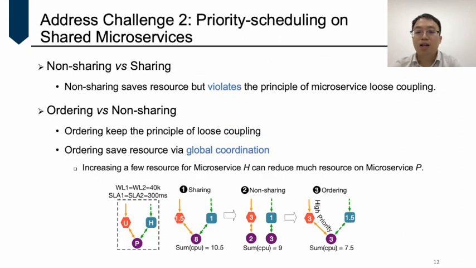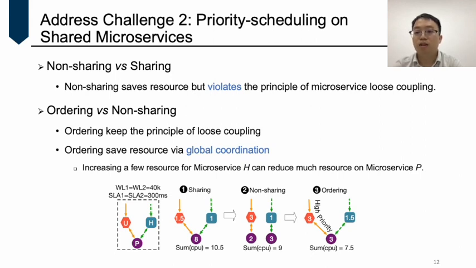We find that implementing priority scheduling on a shared microservice can improve resource efficiency. Take two microservice trains as an example, in which Microservice P is shared by Microservice U and H. The latency target on Microservice P in the two trains is different. Sharing is better for reducing mean processing time. However, we need to satisfy the tail latency for the SLA requirement.